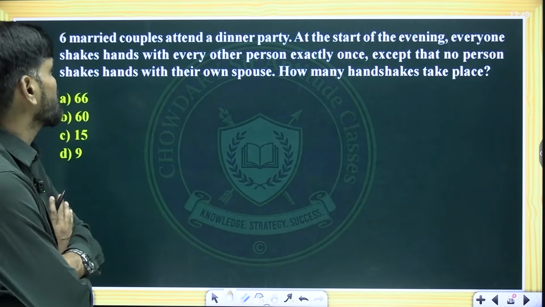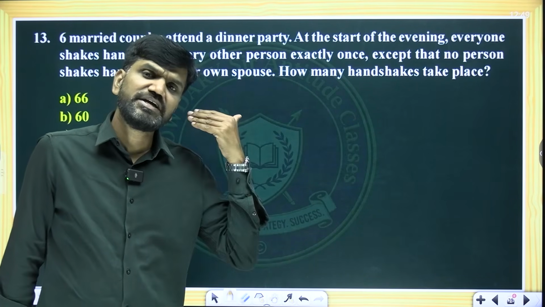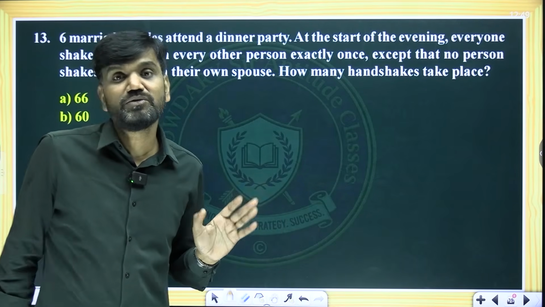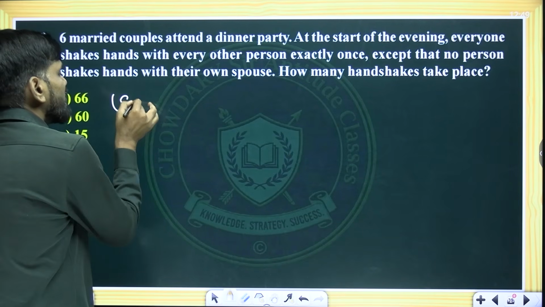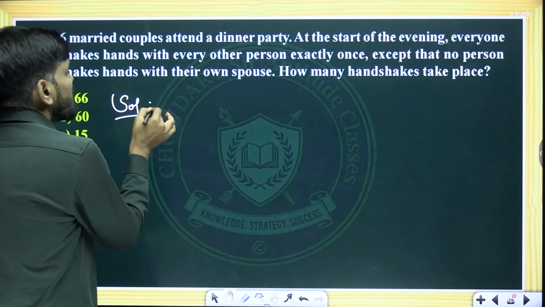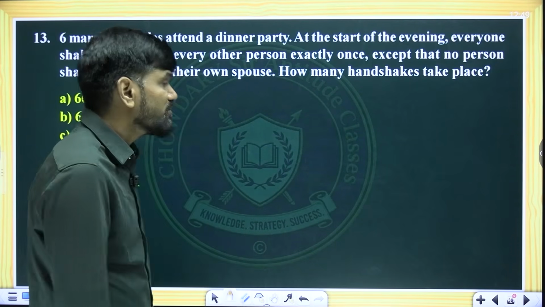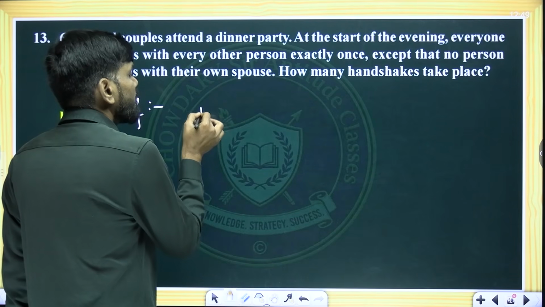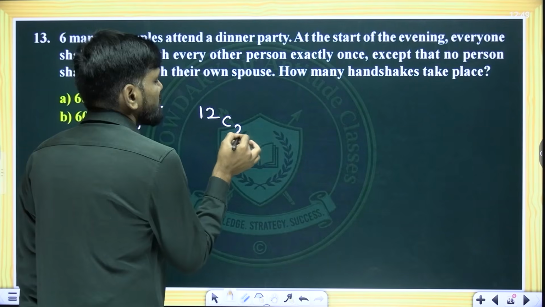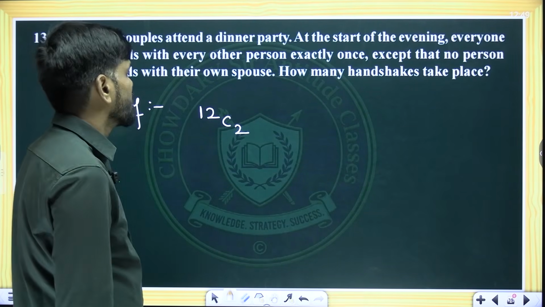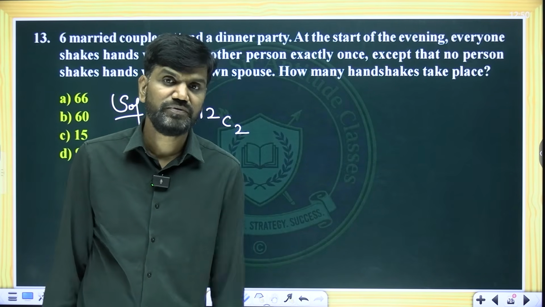Now going ahead, suppose you look at it this way. If every person shakes hands with every other person, then the total number of shake hands will be how much? 6 married couples are there. Please be careful. 6 married couples means how many people? 12 people. Out of 12 people, every person shakes hands with every other once. So the total number of handshakes will be 12C2. This is the first thing.